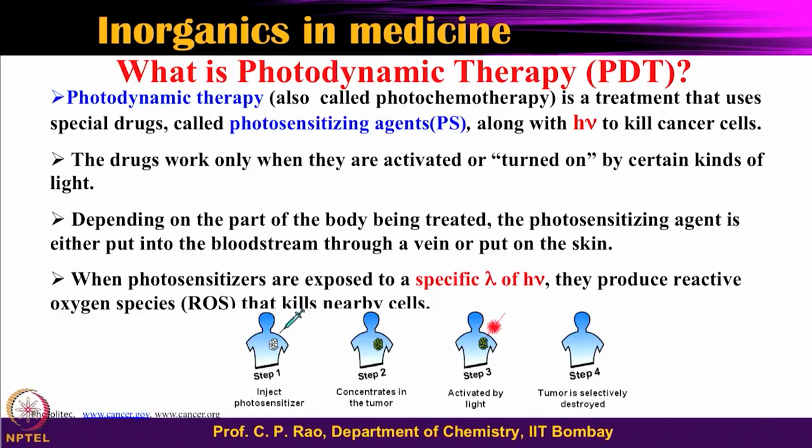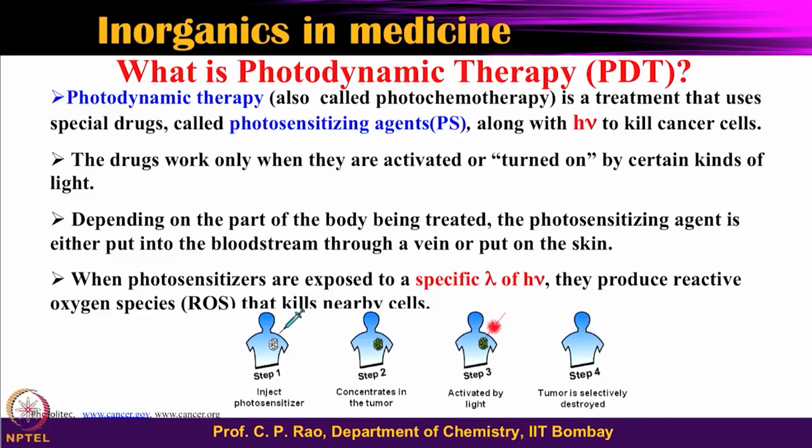Therefore, photodynamic therapy is also called photochemotherapy. What we have seen earlier is just the chemotherapy. Photochemotherapy is a treatment that uses special drugs, and these drugs are photosensitizing agents or photosensitizing compounds, or sometimes shortly known as PS. These will act when you shine light on them, and they will kill the cancer cells.